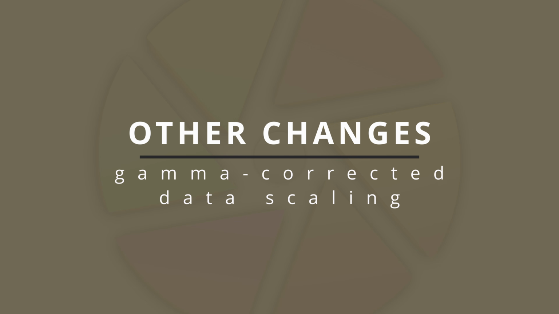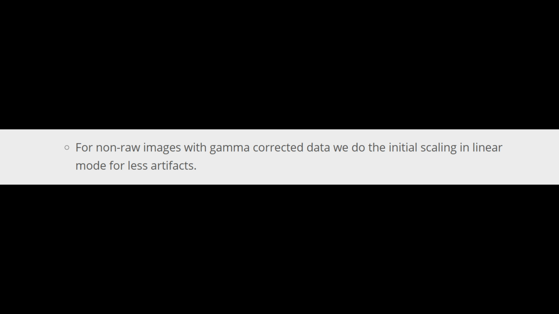Next, for non-raw images with gamma corrected data, we do the initial scaling in linear mode for less artifacts. I will confess, I'm not sure what scaling they're referring to here. Is that color information scaling? Is it luminosity scaling? Is it pixel dimension scaling? With gamma corrected data would tend to suggest that that refers to luminosity.